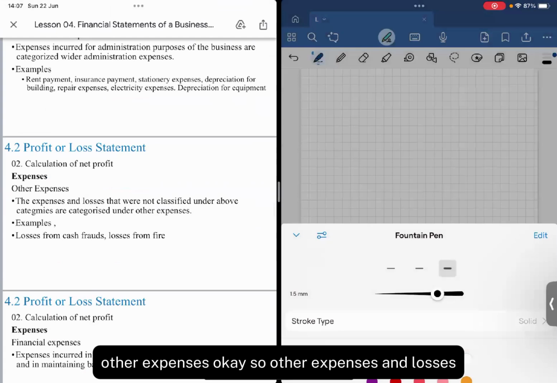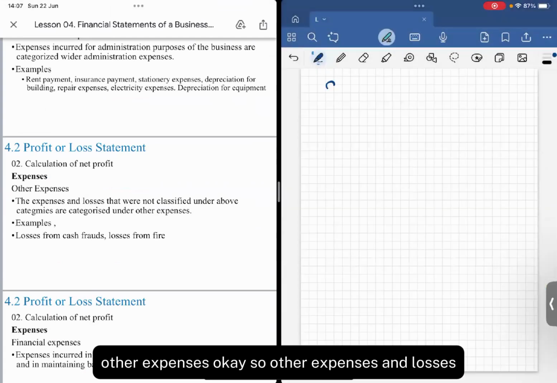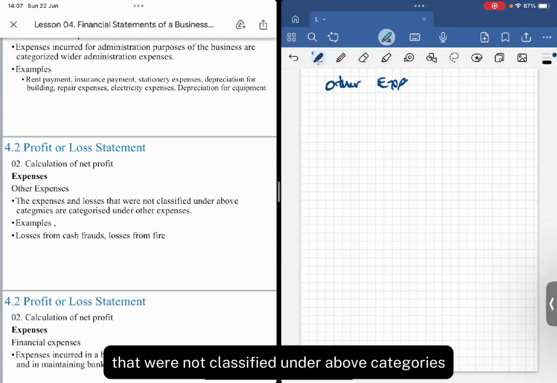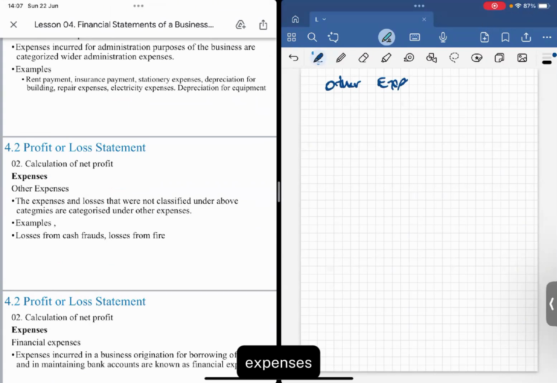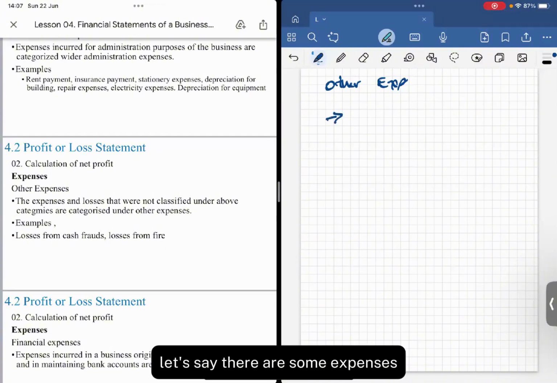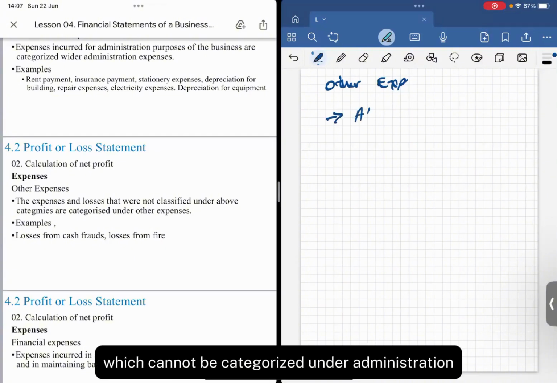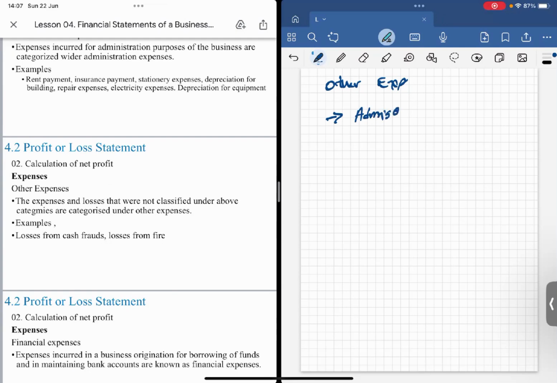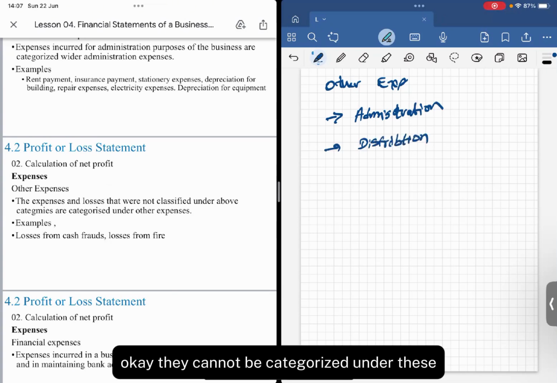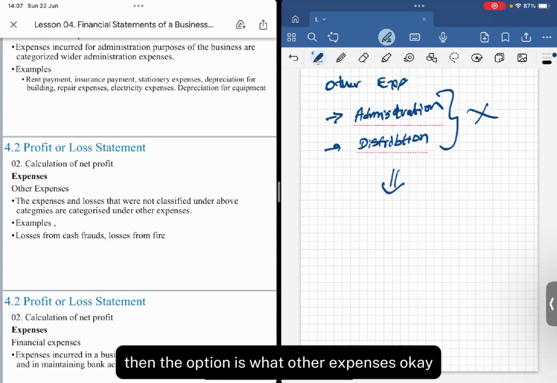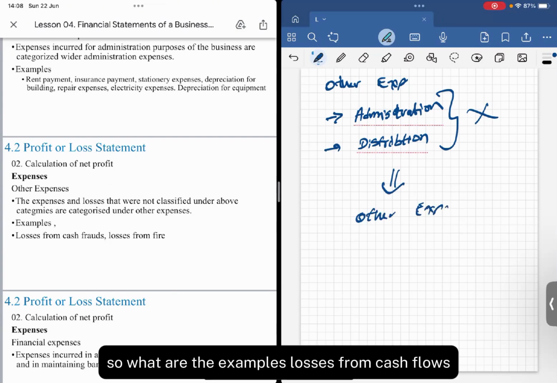Other expenses. Okay. So other expenses and losses that were not classified under the above categories are categorized under other expenses. Let's say there are some expenses which cannot be categorized under administration and distribution. Then the option is what? Other expenses. Okay. So what are the examples?